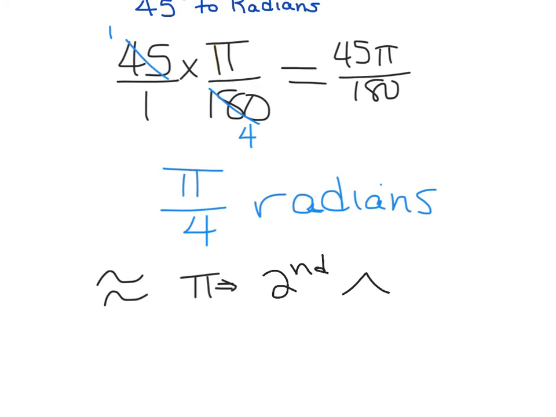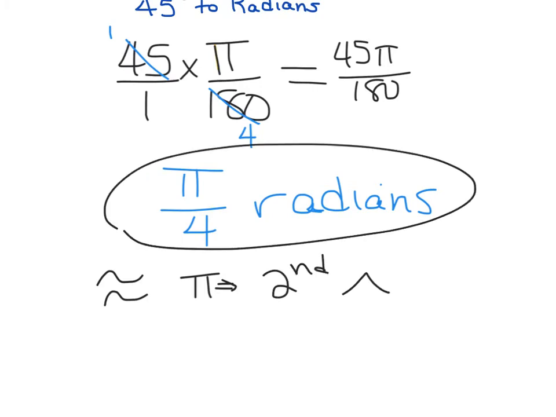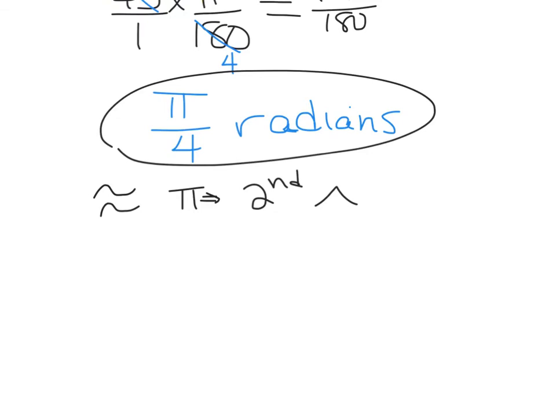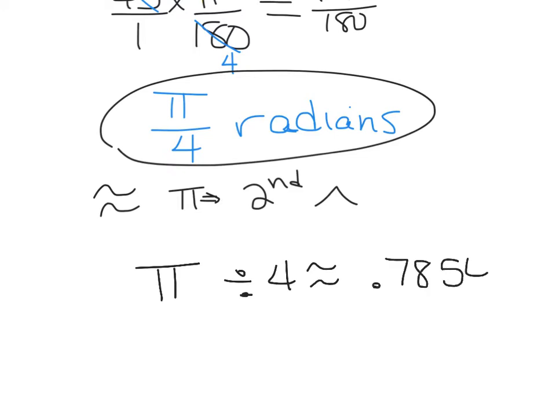Now, if I want an approximate value for this, what I'm going to do on my calculator is pi divided by 4, and this is approximately equal to 0.7854 radians.